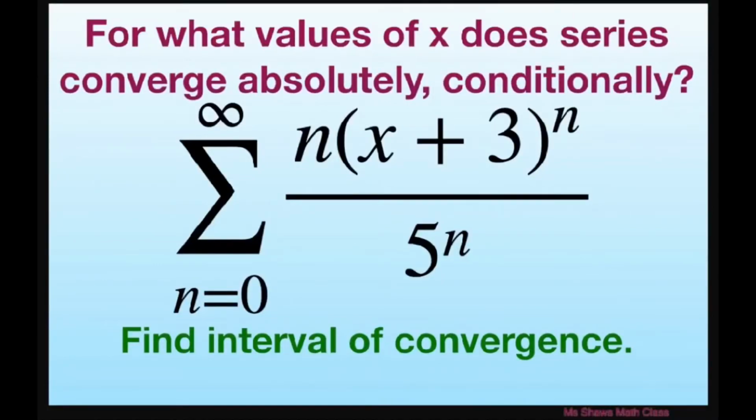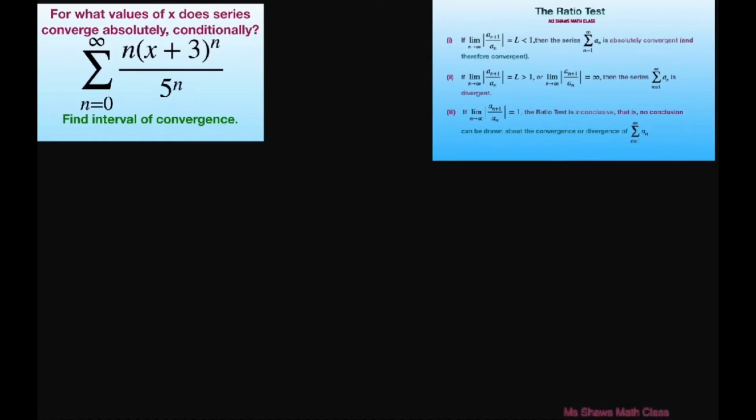Hey everyone, for what values of x does our series converge absolutely or conditionally? We're also going to find the interval of convergence. We're using the ratio test, where the limit as n approaches infinity of a sub n plus 1 divided by a sub n equals our limit. For it to converge absolutely, we're going to force it to be less than 1. Then we're going to test our endpoints to see if it's absolutely convergent on the interval of convergence.